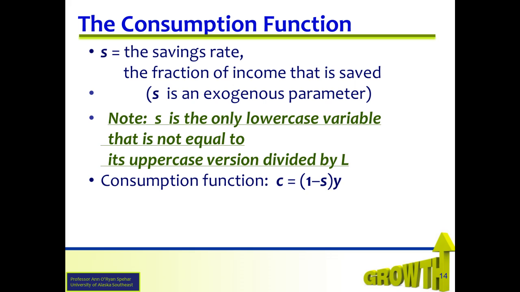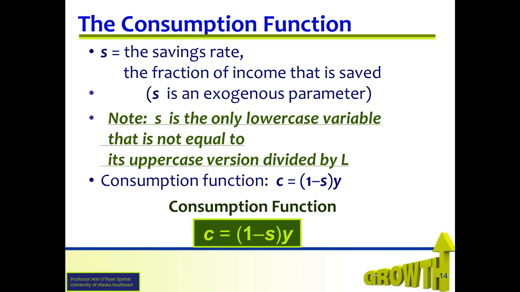So our new consumption function is little c is equal to the quantity 1 minus s times output per worker. A simple consumption function, it is only some percentage of income per worker that is consumed. 1 minus the savings rate is the percentage of income consumed, or what is left over after savings.